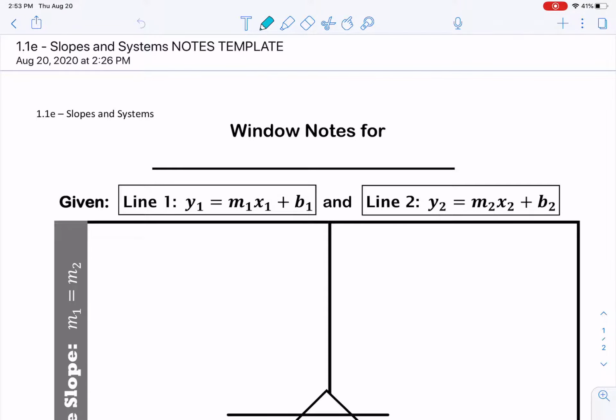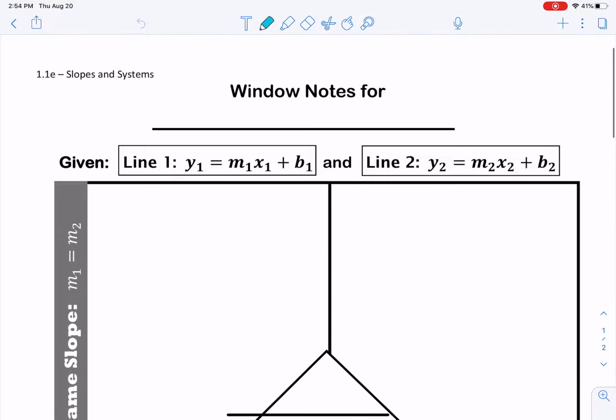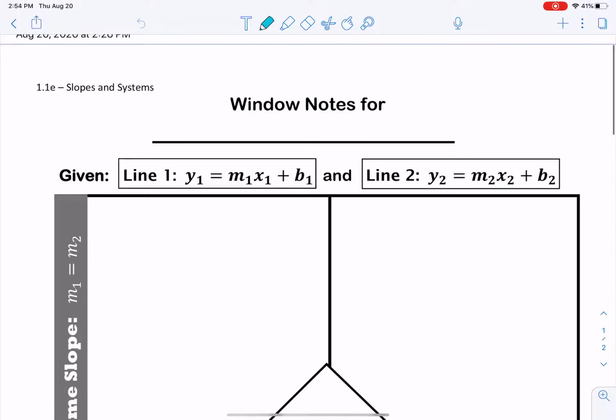Okay, today we're talking about slopes and systems of equations. So we're going to start in the center, first right here underneath window, notes for slopes and systems of equations. A system is just when you have more than one and you're trying to determine how they relate.